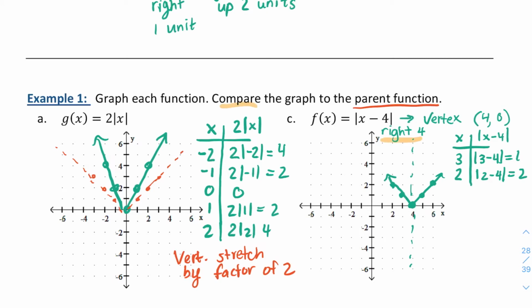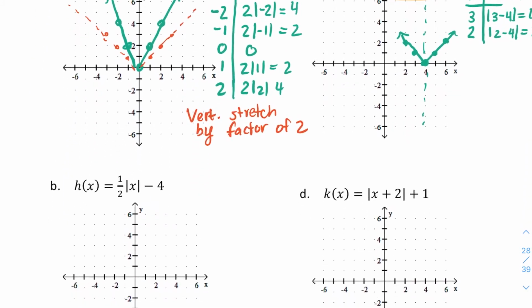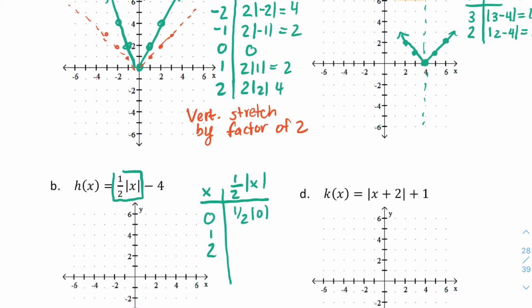If you look at a couple more, so this h of x is 1/2 absolute value of x, minus 4. I'm going to do this in a couple steps here. So if I, again, let's just do 0, 1, and 2, because I know it's not translated left or right, so its vertex will be at 0. If I do 1/2 times the absolute value of those, I'll get 0, 1/2, and 1.